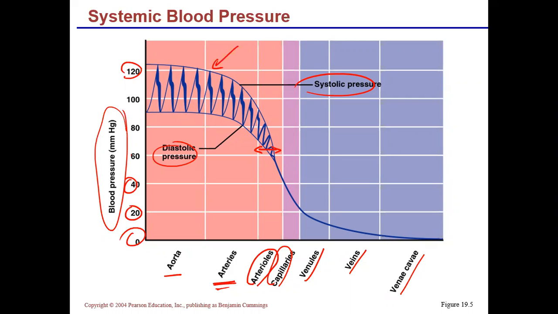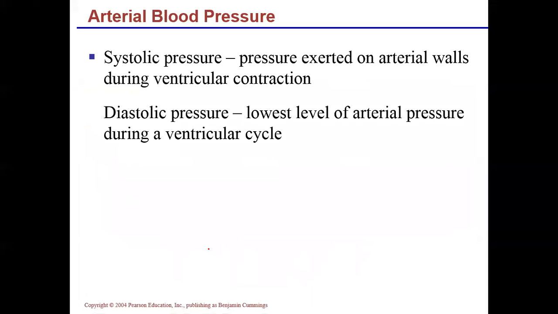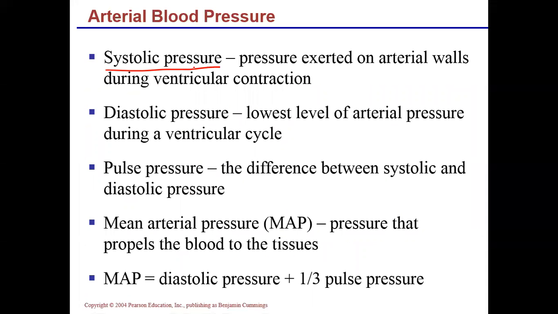All right. So the elasticity in the arteries is important for this blood pressure fluctuation, obviously, because it gives them the recoiling capability. Usually when we say systolic pressure, it is when the pressure is the highest. All right, systolic pressure happens during the ventricular contraction.